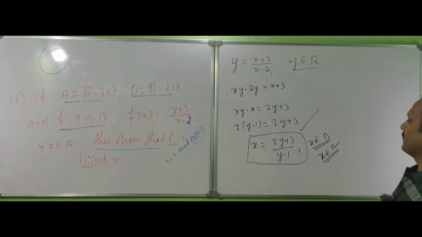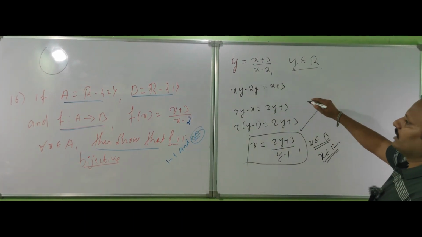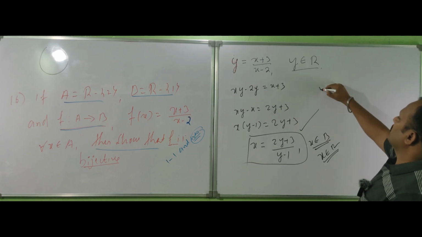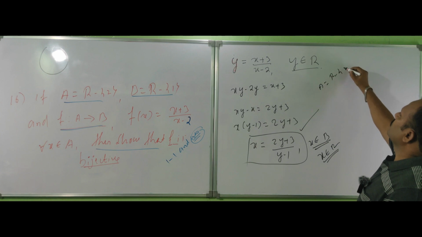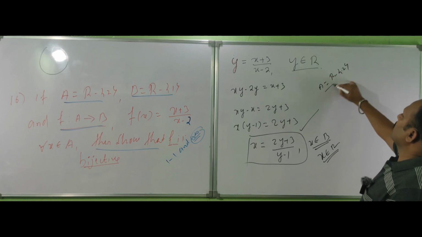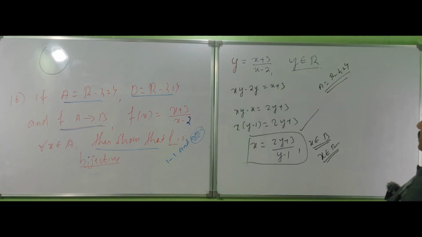For x belongs to A. What is A? A is equal to R minus 2. Let's put the value y is equal to 2 here. Our condition is this.